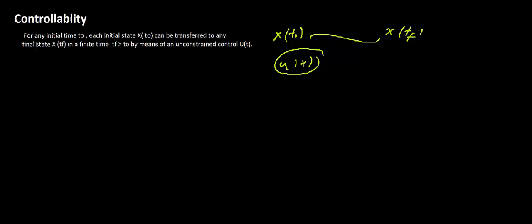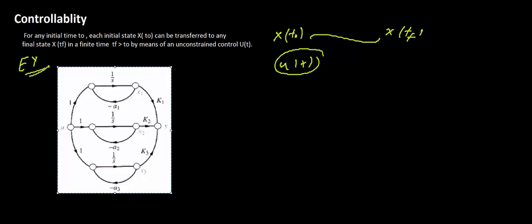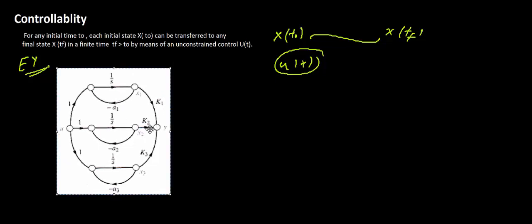Let's take an example of that. If you see this example, we have here a state diagram. We have this control input, and we have y, which is the output here. We have x1 and x1 dot, x2 and x2 dot, and x3 and x3 dot.